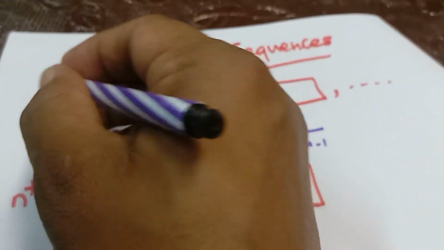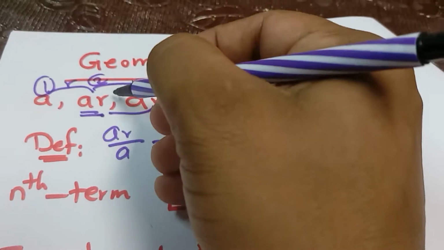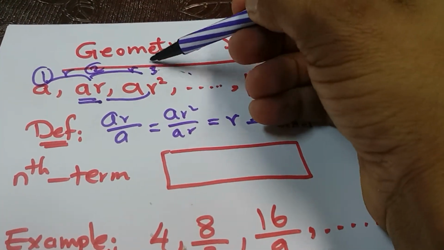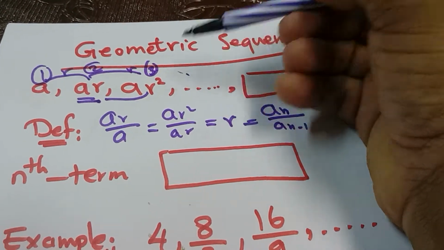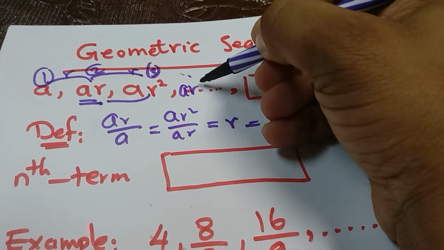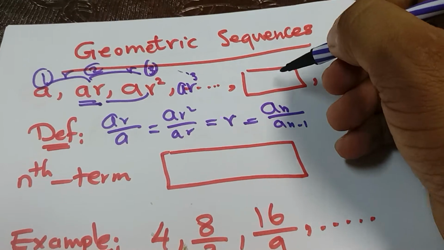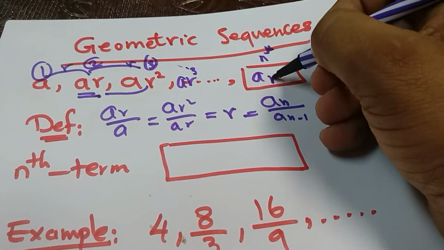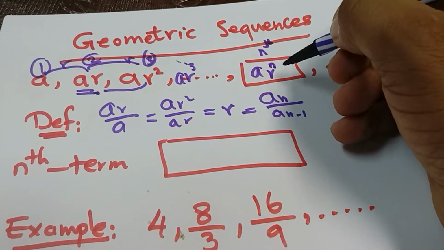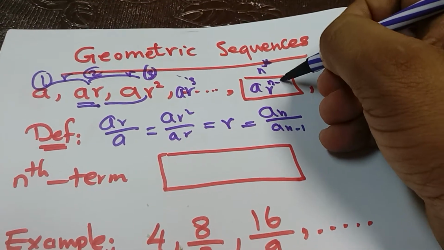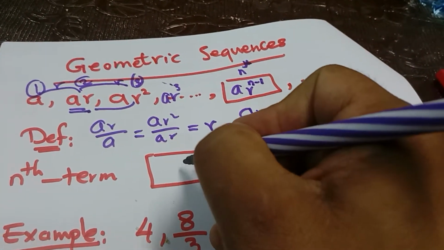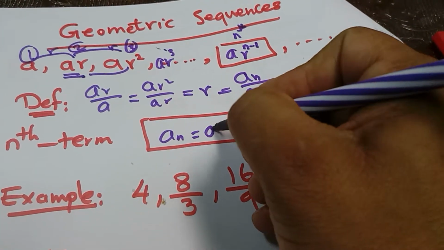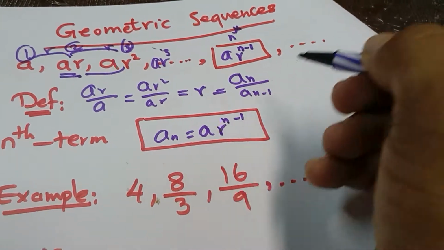And the nth term is very easy. You see, this is the first term. For the second term, the power of r is just 1, and for the third term, the power is 2, and for the fourth term, the power is 3, right? Then for the nth term, we need a and r, but the power n will be wrong. We need just to subtract 1 here. So this is the nth term: a_n equals a times r to the power n minus 1.